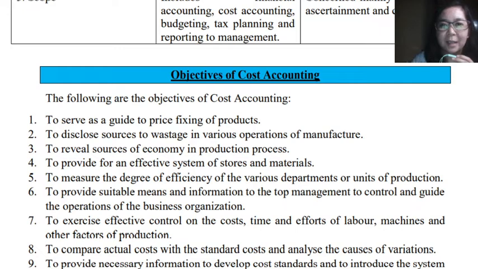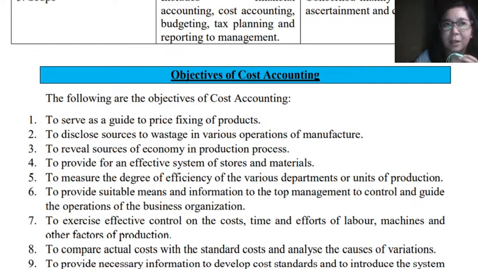First, cost accounting serves as a guide to price fixing of products. So how can we determine or fix the price based on the product cost? Basically, if you are a businessman or an entrepreneur, one method of pricing is based on cost. There are other methods for pricing, but the most common is based on cost.